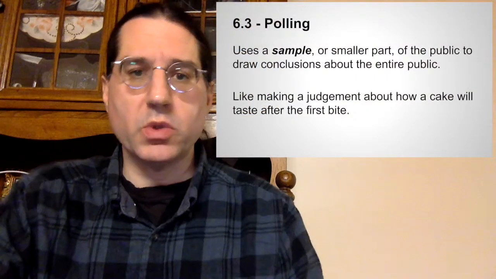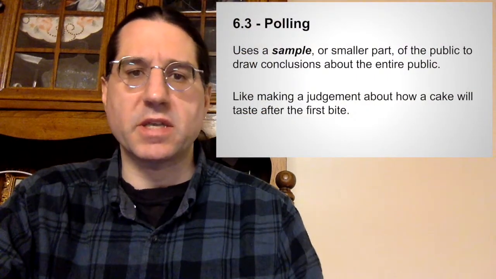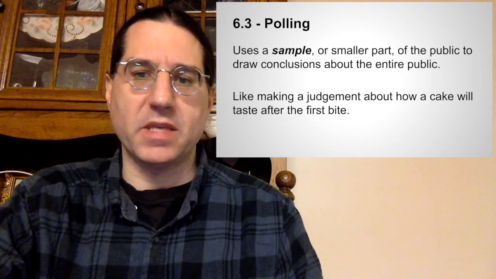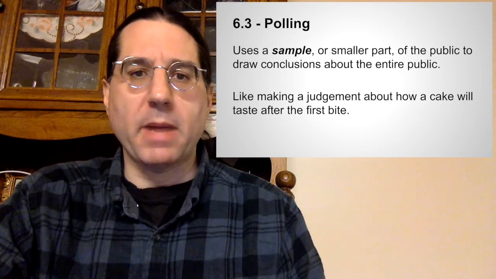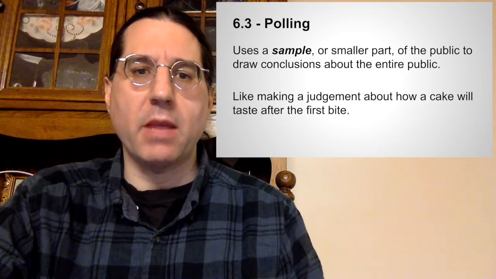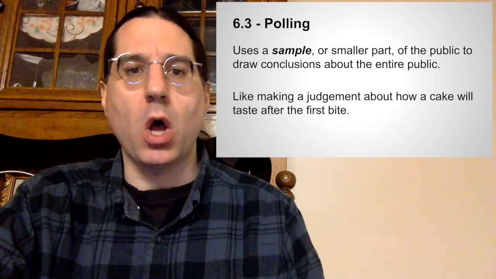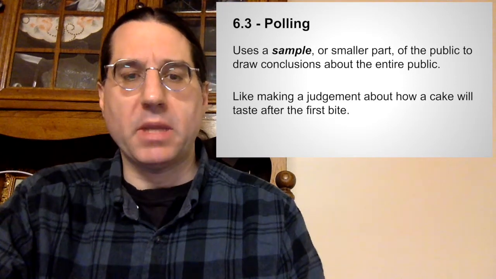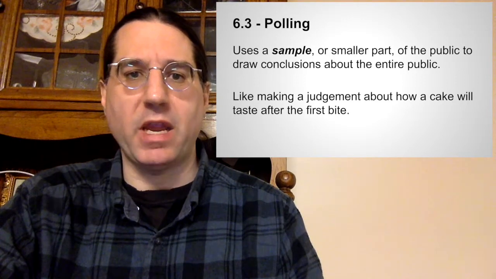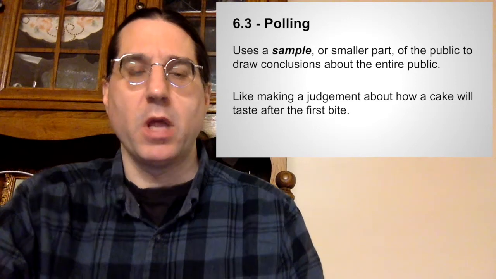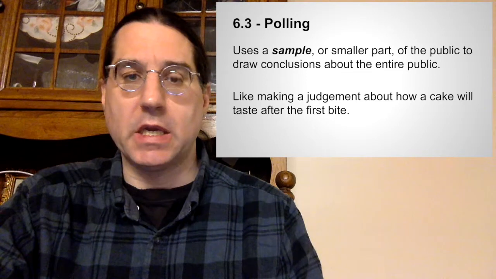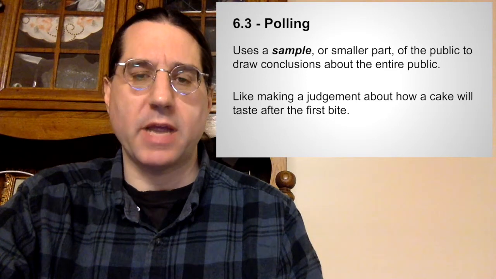Hello and welcome to the second video in a series discussing Chapter 6 of Government in America. We're talking about public opinion and political action, and in this video we're going to focus on polling. Public opinion polling is a very important part of how politics is conducted in this time period.